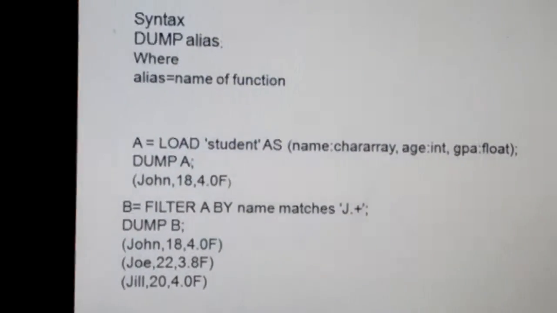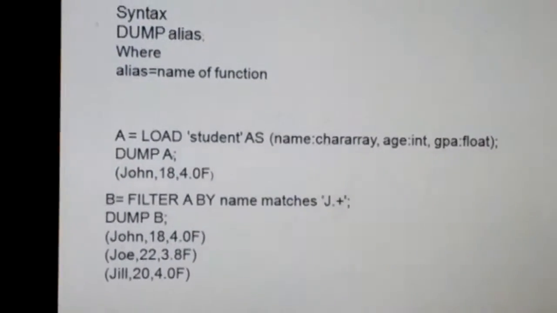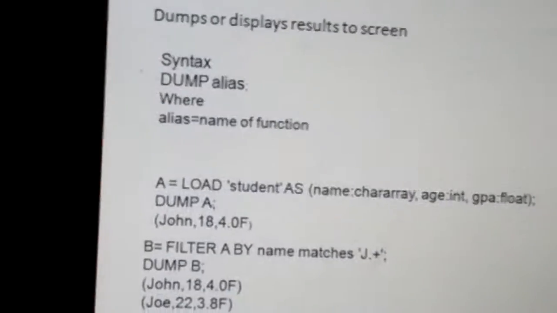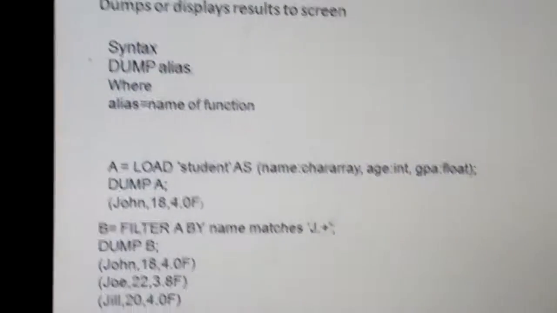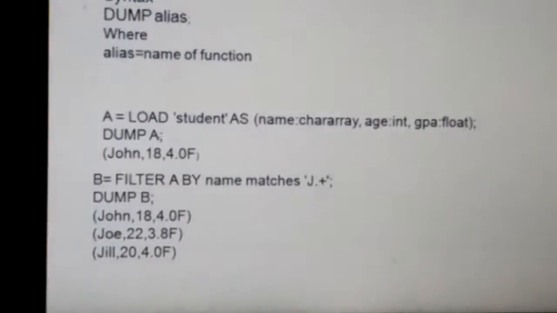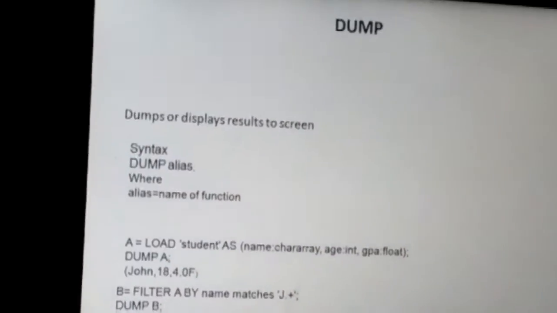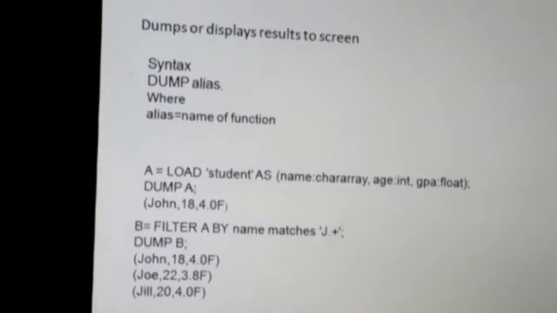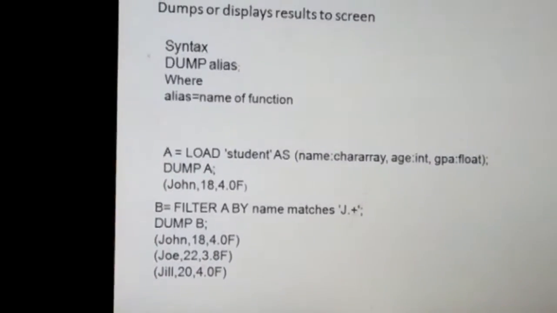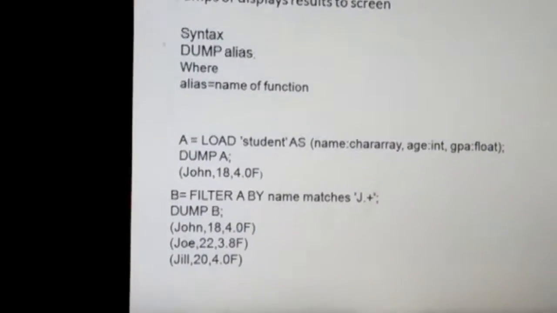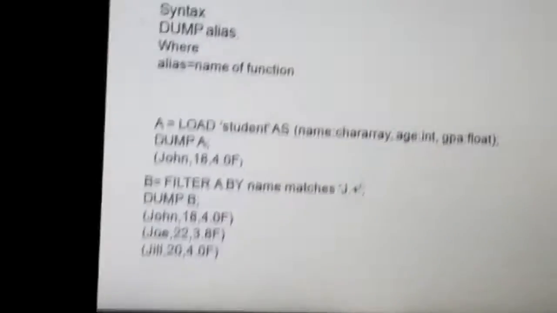Then John 18 4.0f, that is a data content, or you can say it is a tuple. B equal to filter A by name matches J.*. So this filter function is used to choose the required fields which match J followed by many characters. It can be John, or it can be Joy, or it can be Jill. So the starting name should be J. So all the records which start with J are selected by using the filter with the condition.